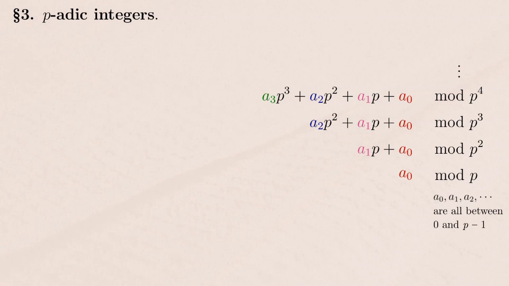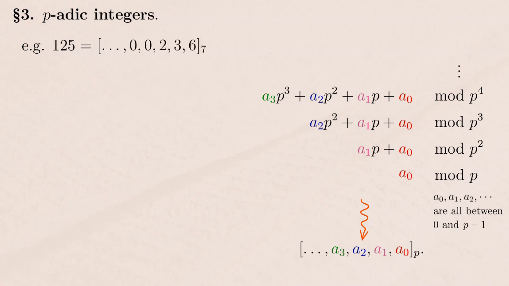So let me introduce some shorthand. I'm going to write the number represented by this whole tower of information by just the sequence of coefficients inside square brackets, with a little p at the end to show that we're working base P. I've written some dots at the left to show that we're including the whole infinite sequence of coefficients, even if almost all of them are 0. So for example, we saw before that 125 can be written in base 7 as 2 times 7 squared, plus 3 times 7, plus 6. Each digit here represents a multiple of a power of 7. And all the other coefficients to the left were just 0.